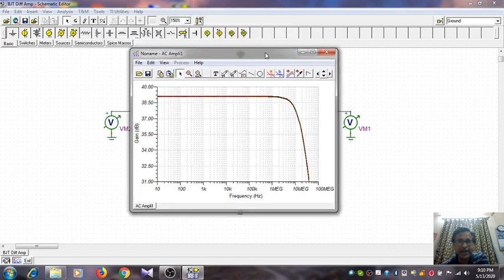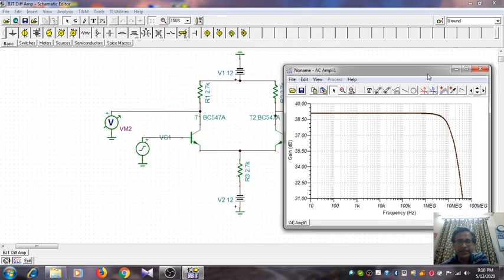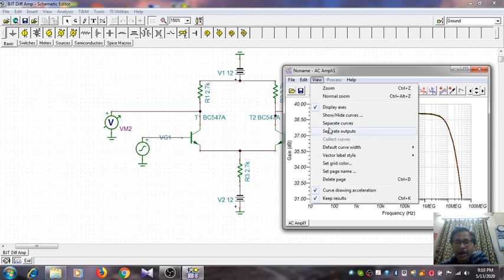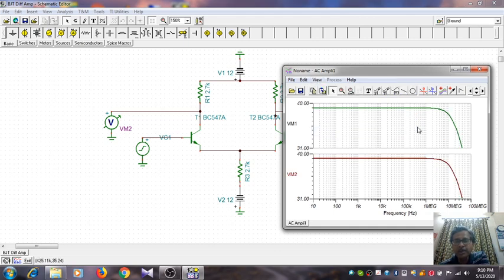So thus we get, you know, that 2 voltmeters we have kept. So the two collector voltages we will require. So let us separate the outputs. Now we are getting two different frequency responses, one corresponding to the AC signal available at the collector of T1, the other at the collector of T2. Now you see that this is the midband gain.